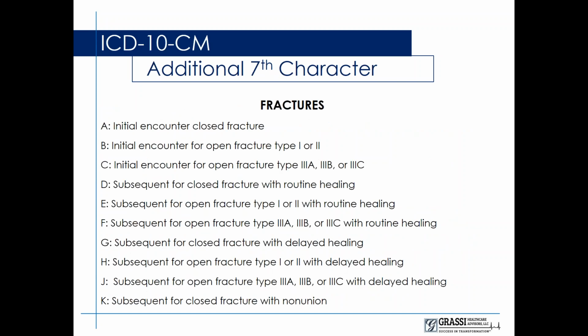So under the fractures, there are additional 7th characters that are used when you are reporting fractures, and they give more information, such as this is an initial encounter for a closed fracture, or maybe a routine subsequent visit for a closed fracture with routine healing. And you can see there's different types of fractures here, whether it's delayed healing or non-union. So again, when you have diagnosis codes of specific fractures, these are the 7th characters that are necessary on fractures. Next slide.